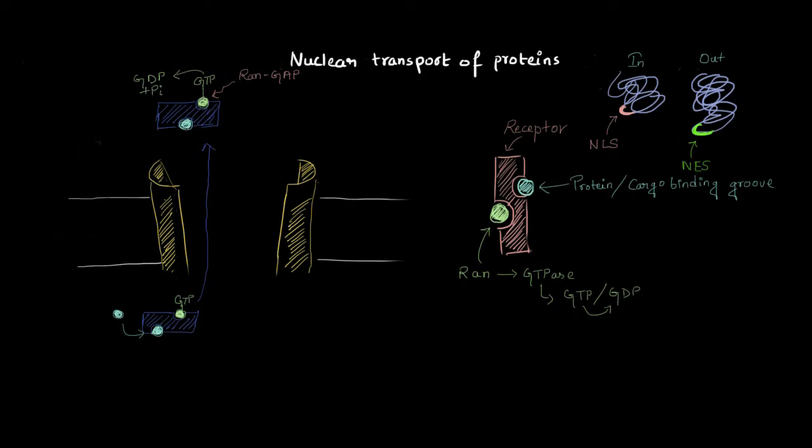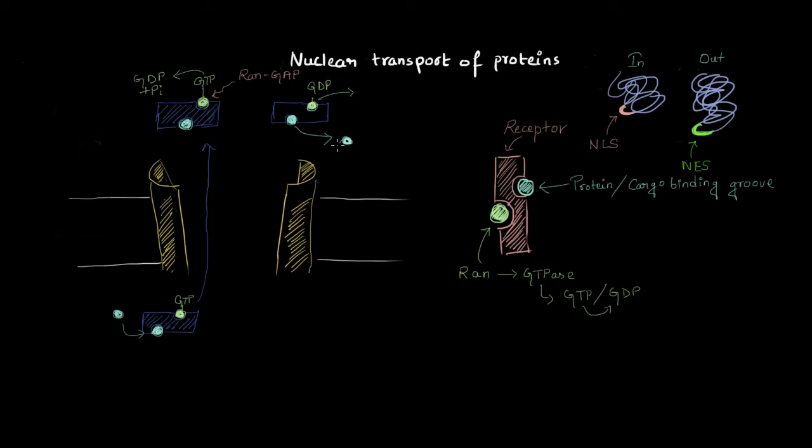So now it will be something like this. Here we have the receptor. And here now we have RAN bound to GDP and also the protein bound to it. Now once RAN is being hydrolyzed, the GTP on the RAN is being hydrolyzed to GDP, this would fall off. And along with that, the protein cargo would also fall off.